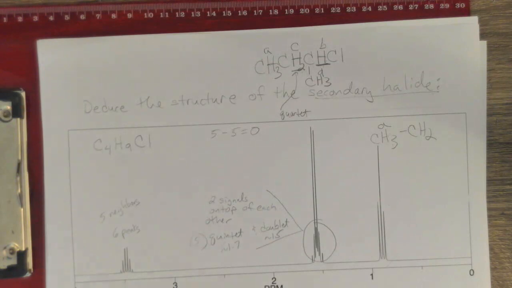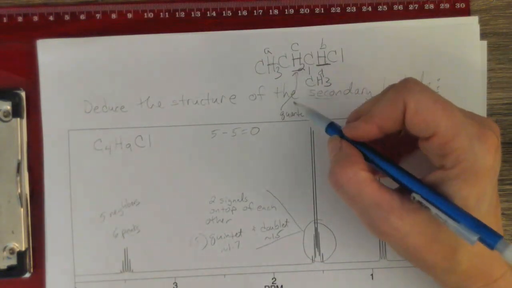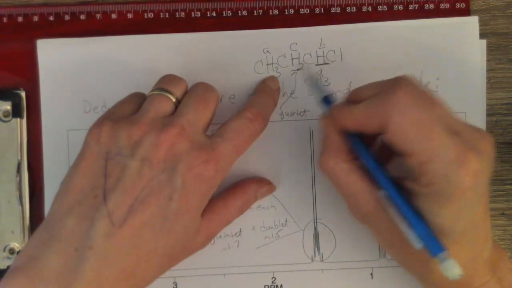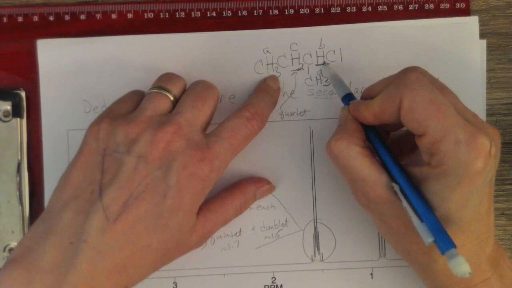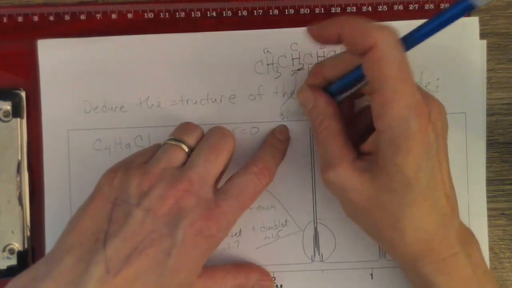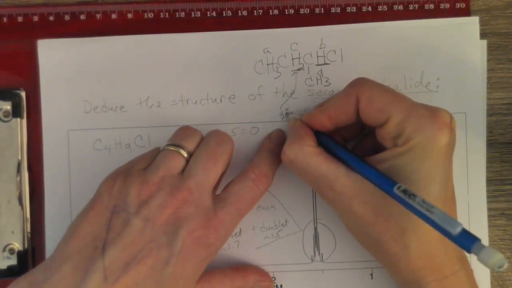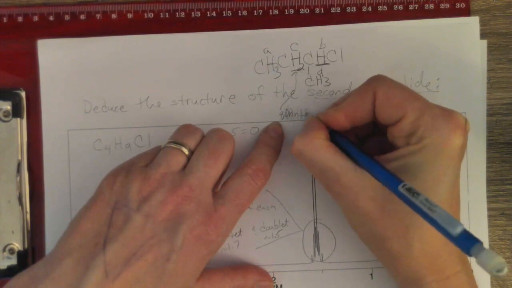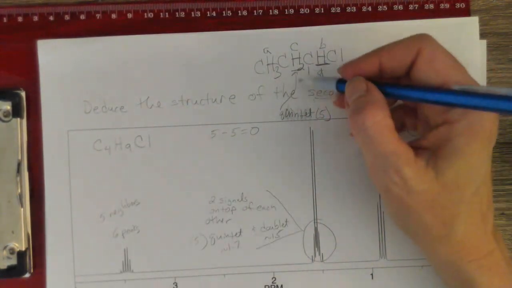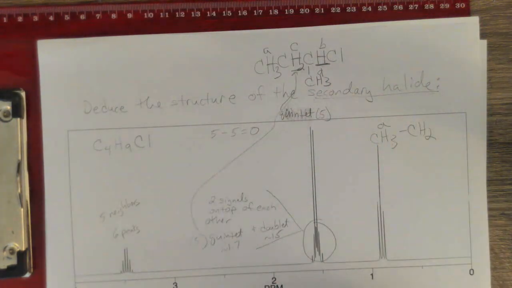Right? Let's see. Three, four. Oh, wait a minute. I did something wrong. Oh, it's a teachable moment. Three plus three, and this one is four. Using the n plus one rule, this should be a quintet. Five. Cool. Oh, I can't spell now. Quintet. Five peaks. Whew! All right. So that must be this one here.